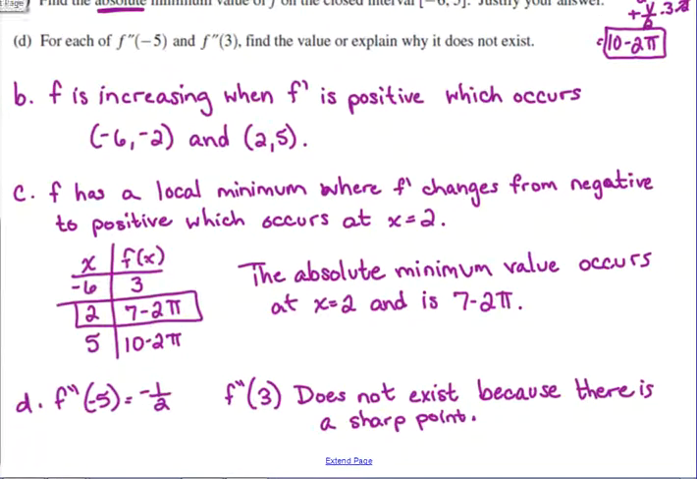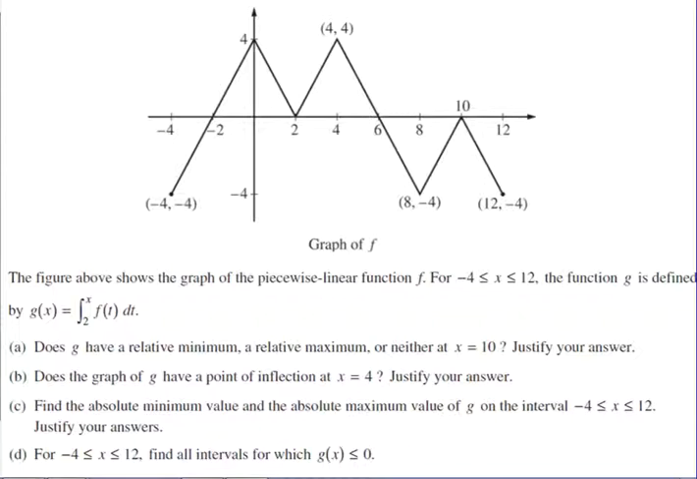Okay, let's look at number 2 as well. I've got a little bit more going on with this graph, a few more peaks and valleys. But between -4 and +12, g is defined as the integral from 2 to the x value of f of t, which we are looking at f. So g is defined as the integral from 2 to the x value of f.